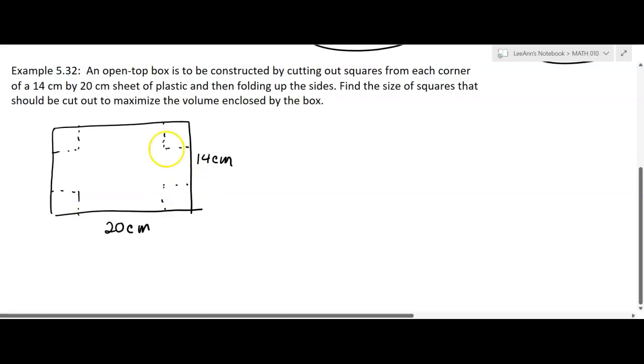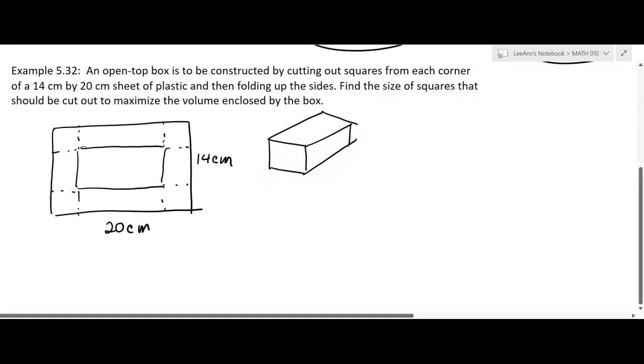And then what we're going to do is fold up these sides, and it's going to make a three-dimensional box. I don't know if you've ever done that before. I've done it before. You can get a box like that, okay? And then what we want to do is find the size of squares that should be cut out to maximize the volume. So we want this to have the most volume possible.